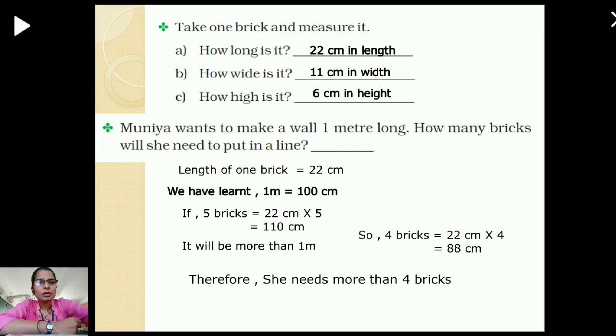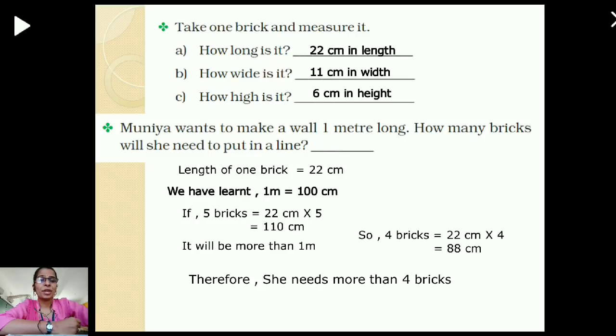Now if she wanted to make a wall 1 meter wide, then which measurement do we need to see, children? Yes, we need to see the width of the brick, which I have measured here as 11 centimeter. In the same way, you also compare it with the height.